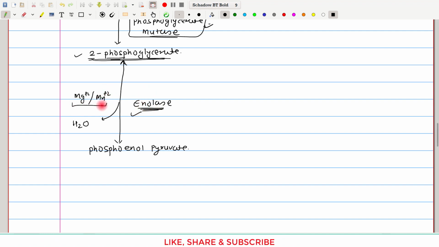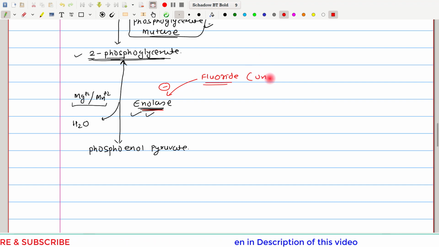Any one of these two ions is required for the proper functioning of enolase, right? And one very important inhibitor of enolase is also there: enolase gets inhibited by fluoride. Fluoride can inhibit enolase by unusual competitive inhibition. Now, this inhibition of enolase by fluoride has several clinical importances. What is it?